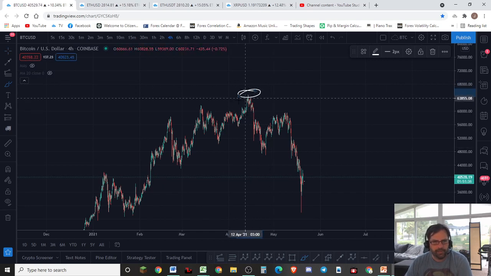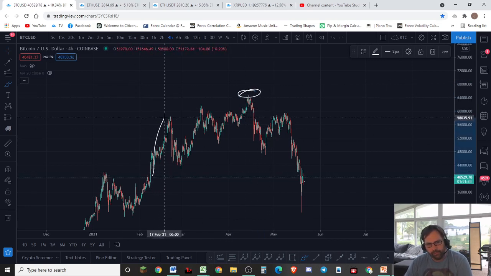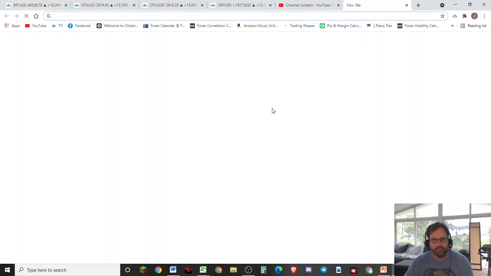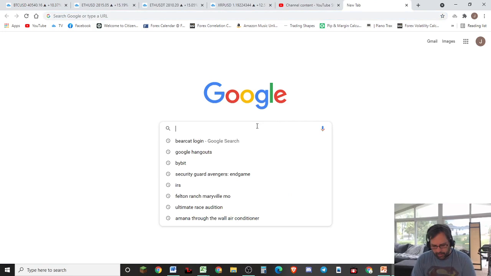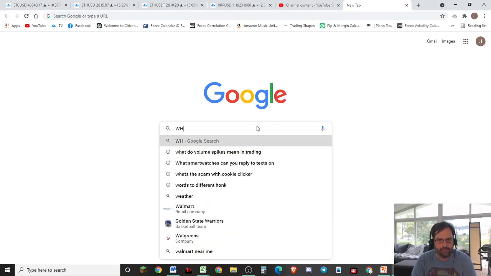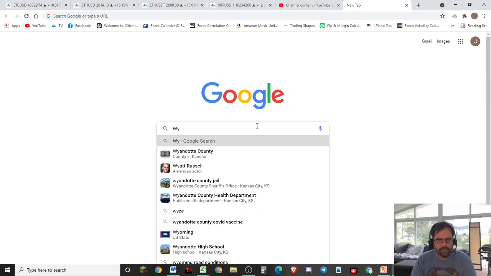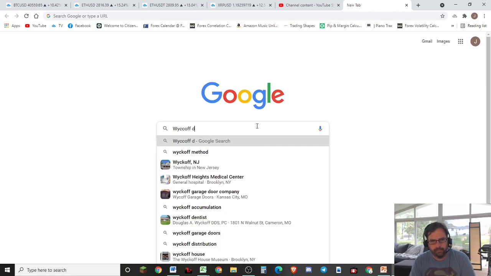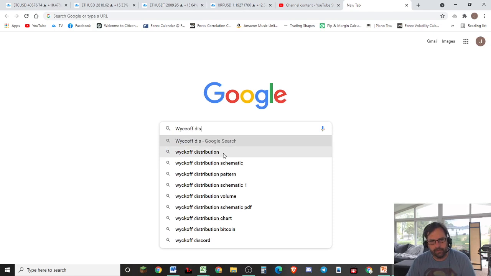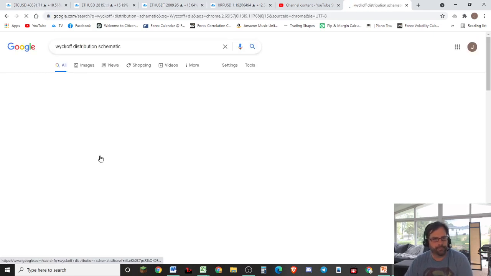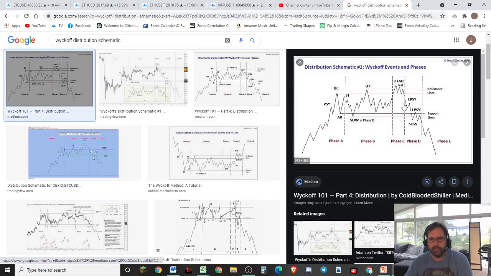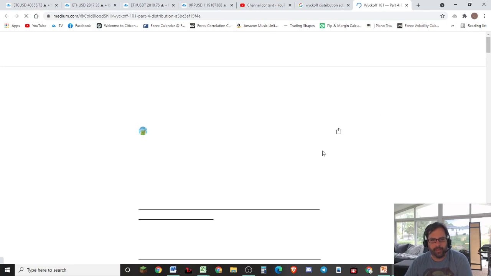Of the distribution range there, and then we've got several tests right here. I should have pulled it up. Let me just do a quick Google search here, because I wasn't planning on mentioning it, but somebody asked about it and I remembered it. So let's see, Wyckoff distribution. Oh, there it is, schematic. Let's look at it. Here's a nice Wyckoff distribution schematic right here.